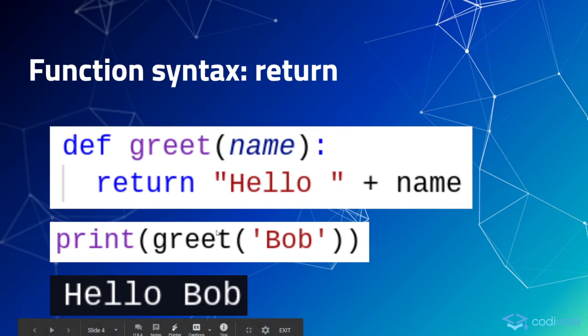So the main takeaway from this slide is that if we return something within a function, it returns a value instead of just doing some action like printing. It will actually give us a value. And we can print that value, we can assign it to a variable, we can do anything we want with that value.